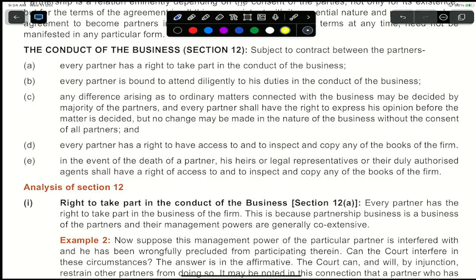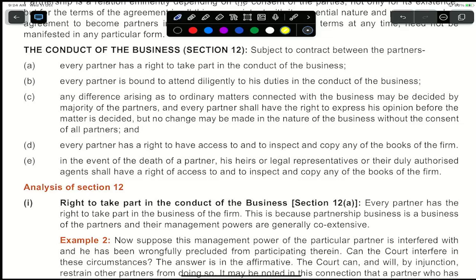Likewise, every partner. First, we read in Section 9 that you should prepare all the true accounts and give the books properly, correct? Because every partner has a right to access the books and inspect any book. Read the next point. Every partner has a right to have access to, inspect and copy any books of the firm. Any time, any partner will have a right to do that. Are you understanding the point or not?